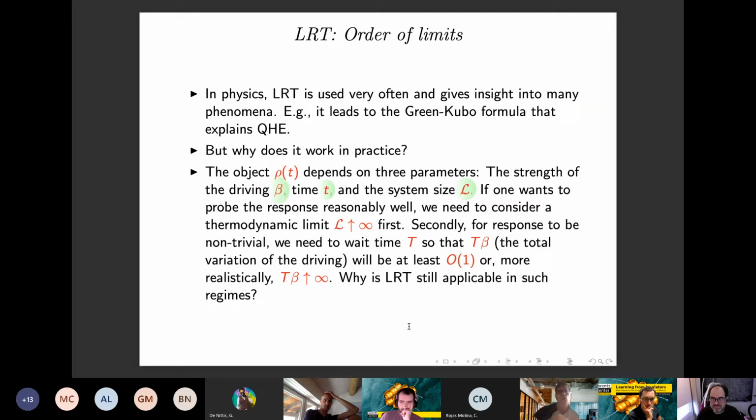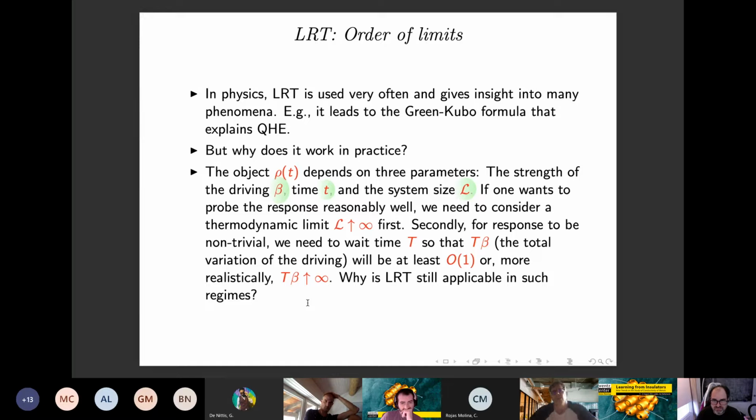So this object rho, this perturbed density, depends on 3 parameters. It depends on the strength of the driving beta, time t, and system size L. So if you want to probe the response reasonably well, you need to consider the thermodynamic limit L goes to infinity first. And second, if you want this response to be non-trivial, you need this product of t and beta to be at least of order 1 and preferably actually go to infinity. So when I said that something is of order beta squared, this completely ignores both L and t dependence.